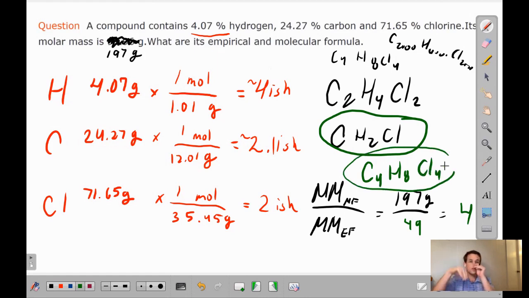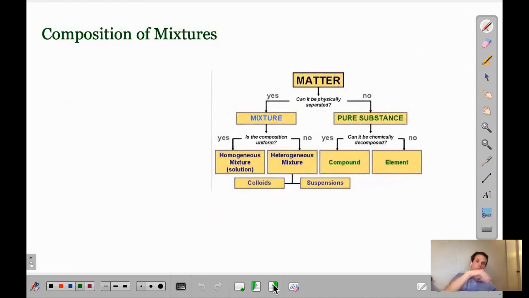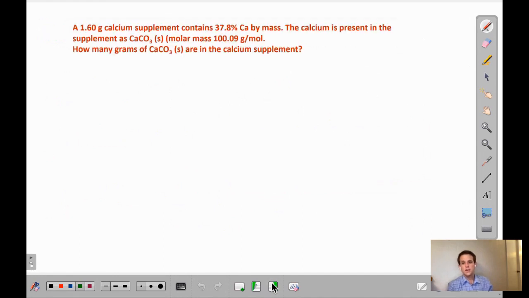So that's our molecular formula. Okay, let's keep rolling. We've got a lot more to cover, and we've already taken quite a bit of time. That's all right, though. The next thing coming up is composition of mixtures, which we already went over the data. So what does a question like this look like?